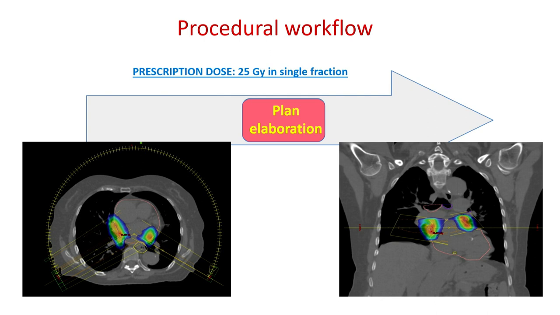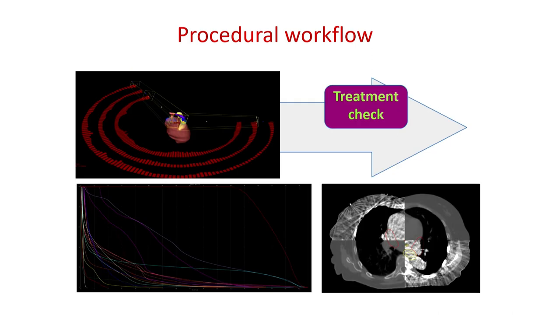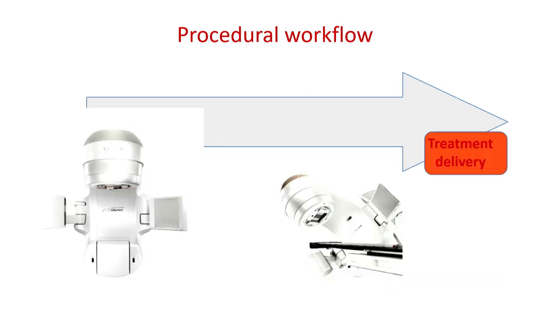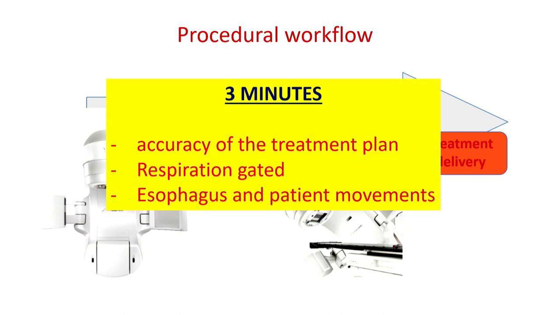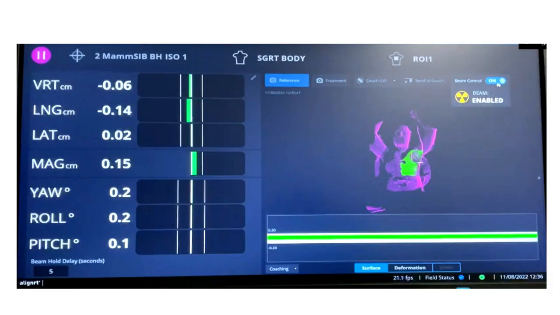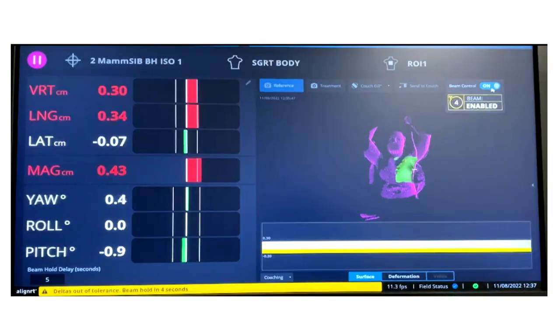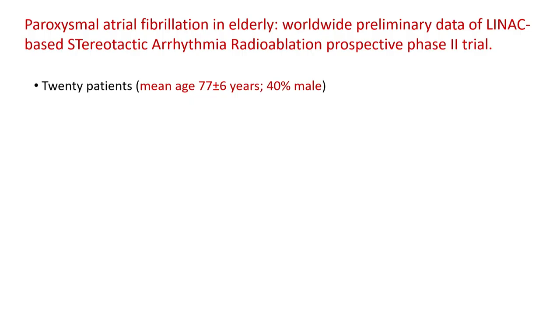Plan elaboration, 25 gray in a single dose. And this single dose lasts 3 minutes. So in 3 minutes, we do the ablation of all 4 pulmonary veins. During these 3 minutes, we have a respiration-gated machine, and esophagus and patient movements are checked continuously. The machine gives the radiotherapy, and if you have a movement of esophagus or respiration, it stops immediately, and then restarts.